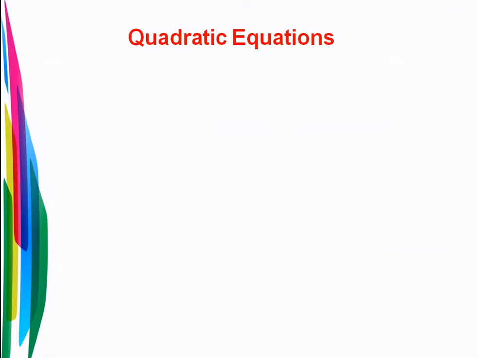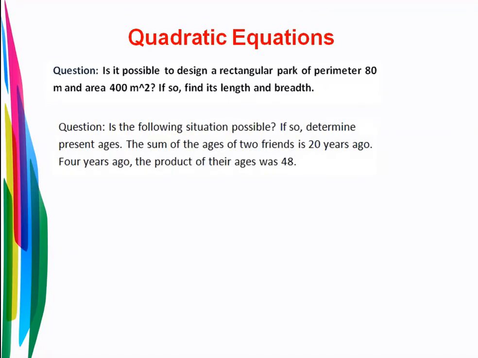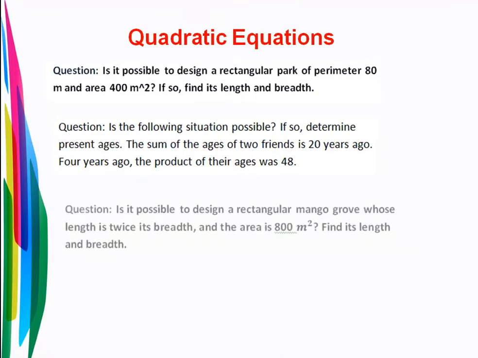So the next type of question we are going to discuss is of this form. Is it possible to design a rectangular park of perimeter 80 meters and area 400 meter square? If so, find the length and breadth. Or we can have a situation where the sum of the ages of two friends is given and the product of their ages 4 years ago is also given. So we have to find whether the situation is possible or whether we are able to design such a rectangular park. For these types of questions we are going to use the nature of roots.